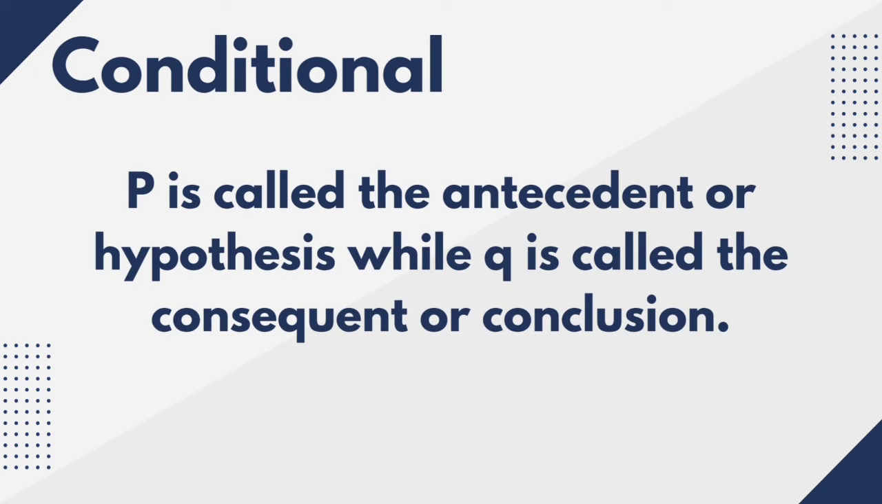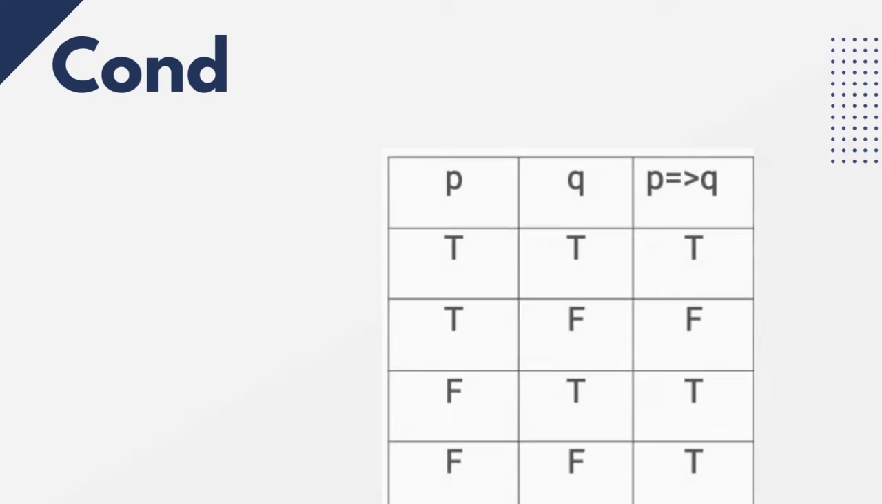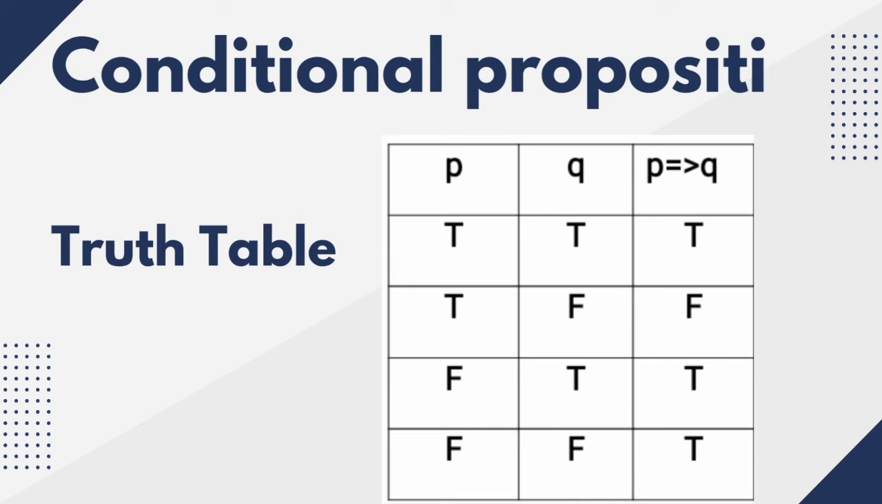In this statement, that is the proposition, P is considered the antecedent or hypothesis, while Q is called the consequent or the conclusion. Here is the truth table for conditional proposition.